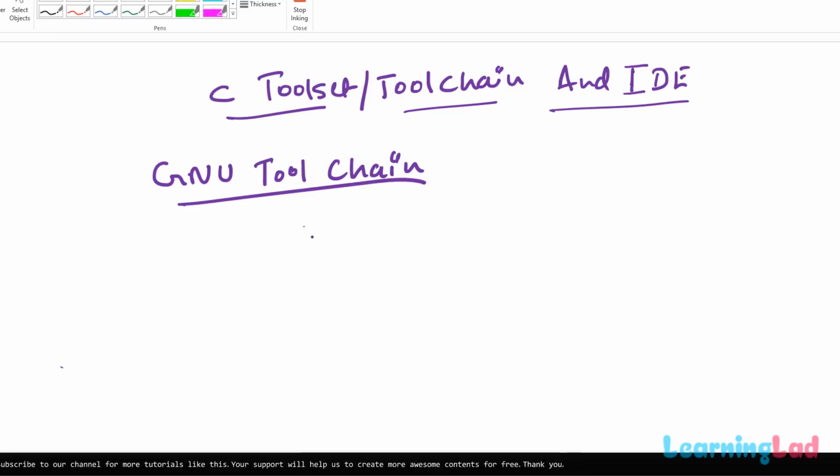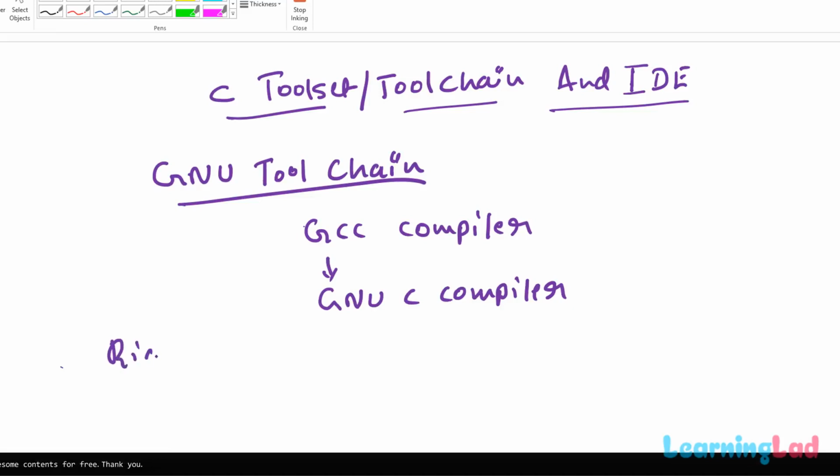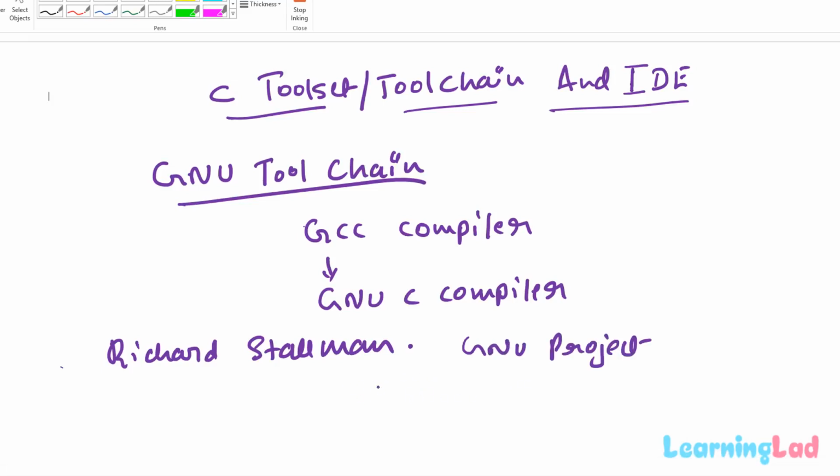This GNU toolchain provides us the GCC compiler, and originally GCC was the GNU C compiler. It was created by Richard Stallman, the founder of the GNU project. He founded the GNU project in 1984 to create a complete Unix-like operating system as free software.